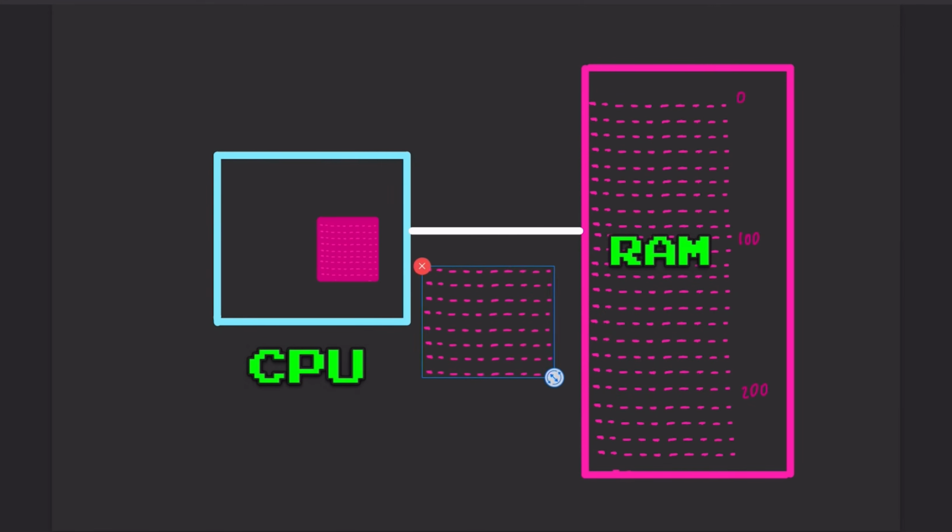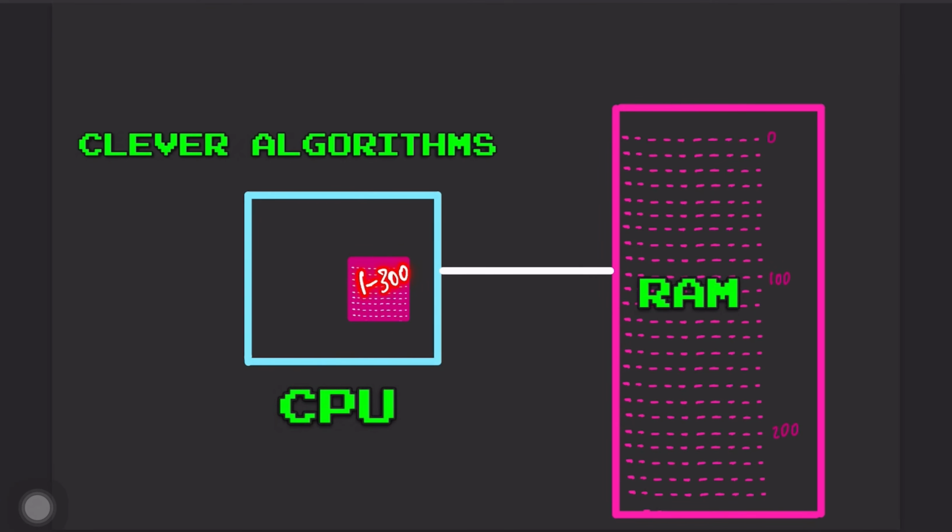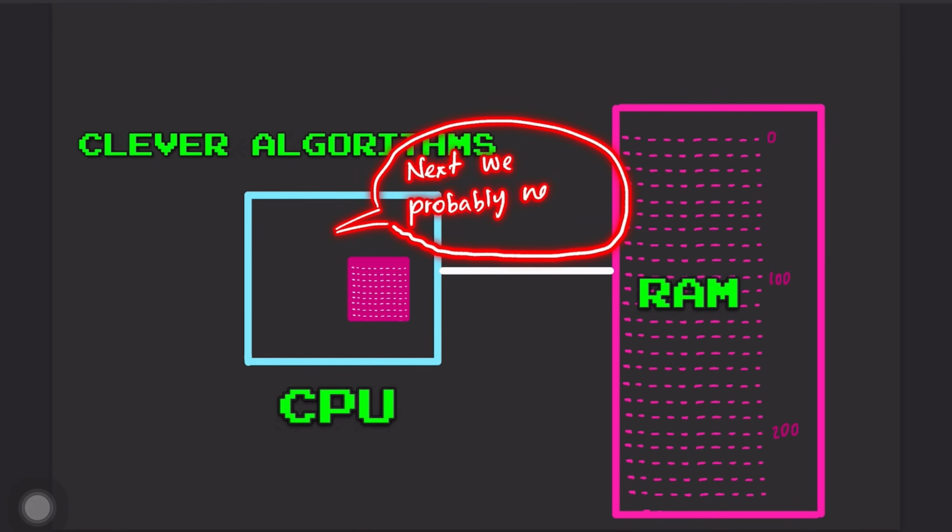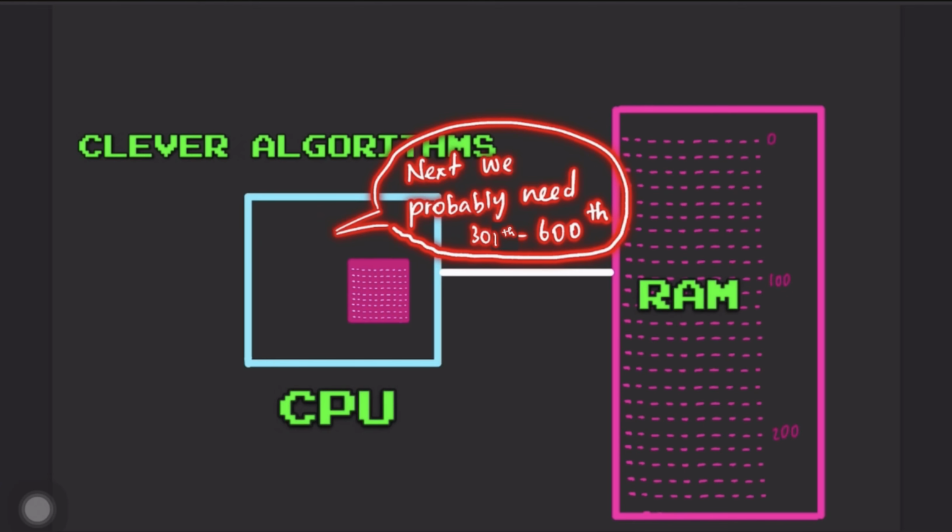An example for this would be how the CPU stored 300 to 600th date in the cache after accessing 1 to 300 dates, because it thought that it was likely for the user to access the 301st date after accessing the 300th date.